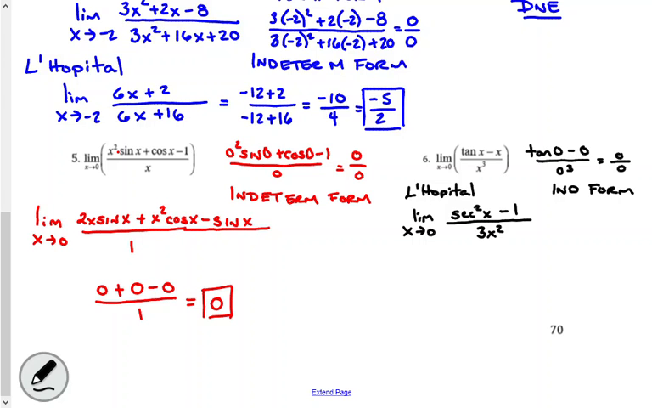Okay, if I plug in 0, then I get secant squared of 0 minus 1 over 3 times 0 squared. So I still get 0 over 0, which is another indeterminate form. And we L'Hopital again.